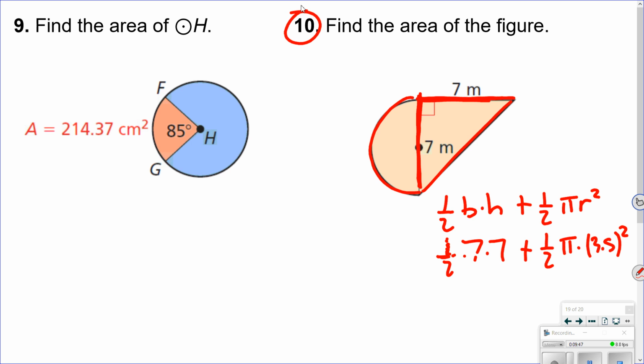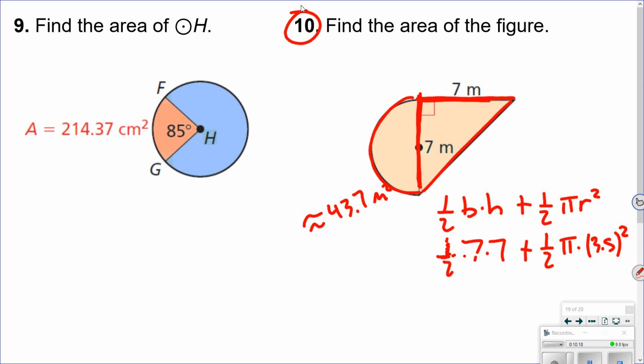And I'm just going to find an approximate for this one, so I'm going to plug that whole thing in my calculator. So I'm going to go 1/2 times 49 plus 1/2 times pi times 3.5 squared. Plug that whole thing in there and it comes out to be approximately 43.7 square meters.